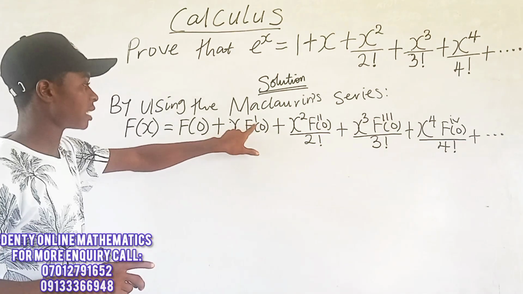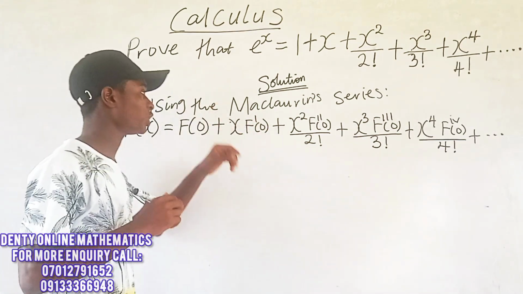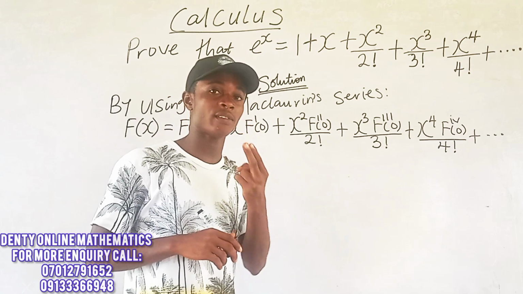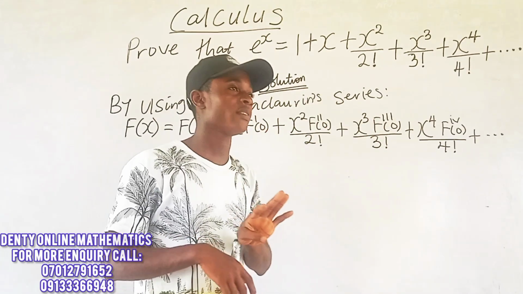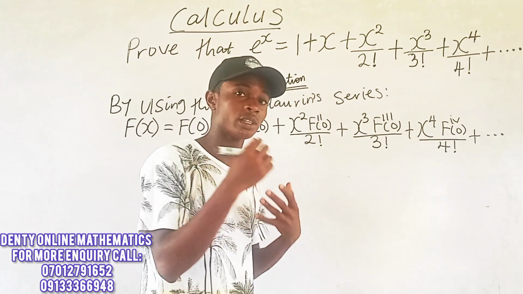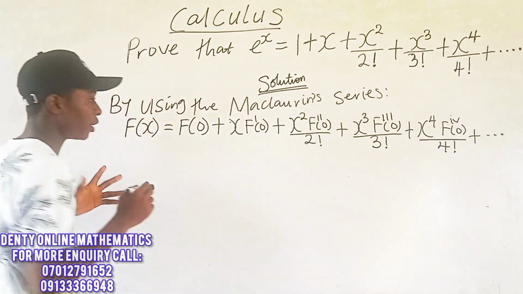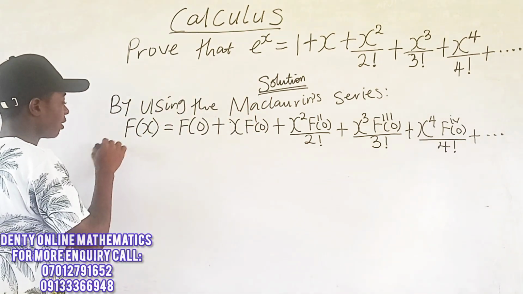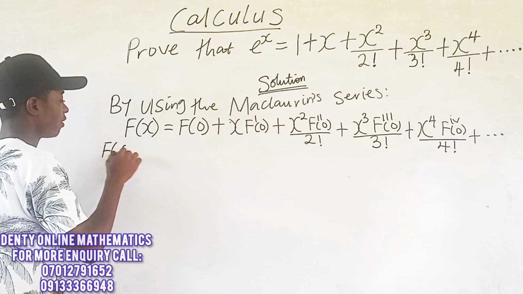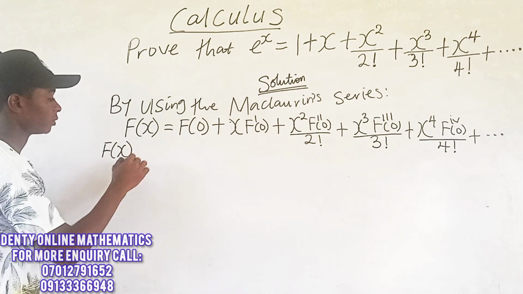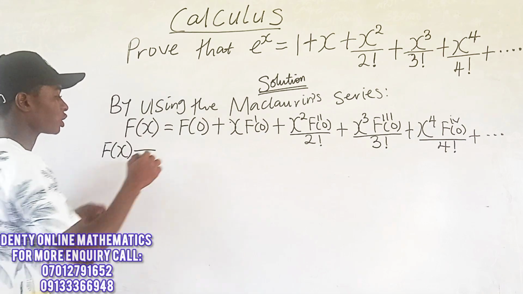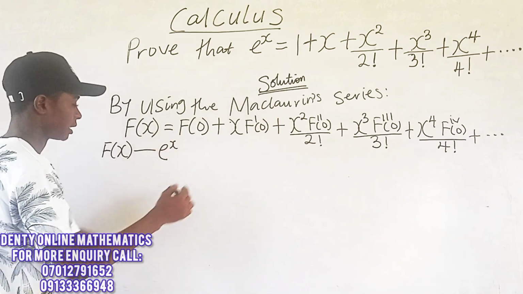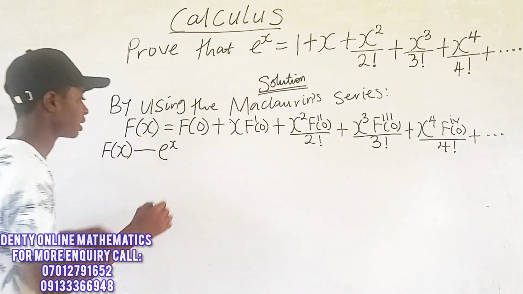Now, f prime stands for first derivative of the function. F double prime means second derivative of the function. F triple prime, third derivative. F fourth, fourth derivative. Like that. That's what it means. Now, this is how you're going to place this. Now, f of x, the function is what? You have to put that exponential for x, and the function is exponential power x. That's for f of x.